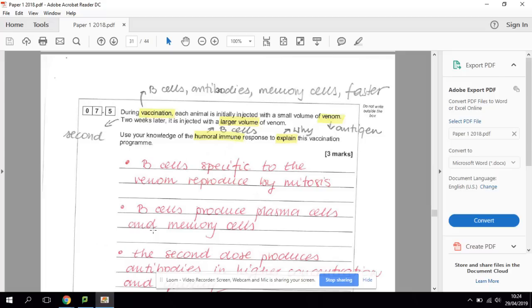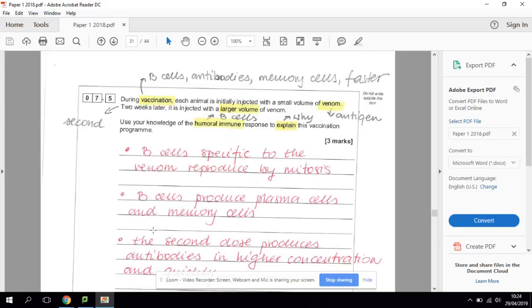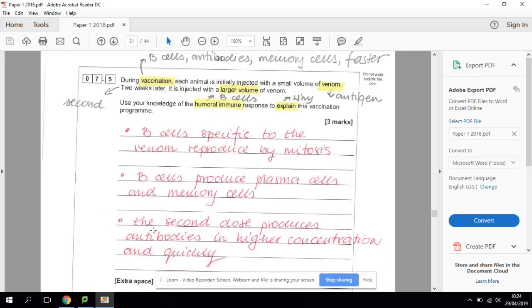So use your knowledge of humoral immune response, so that's to do with B cells, to explain this vaccination program. Okay, so all of those things that we just write around the question are important. What we need to know is that B cells are specific to the venom, produced by mitosis. B cells produce plasma cells and memory cells, and the second dose produces antibodies in higher concentration and quickly. Okay, so that's just a model answer that you already know.